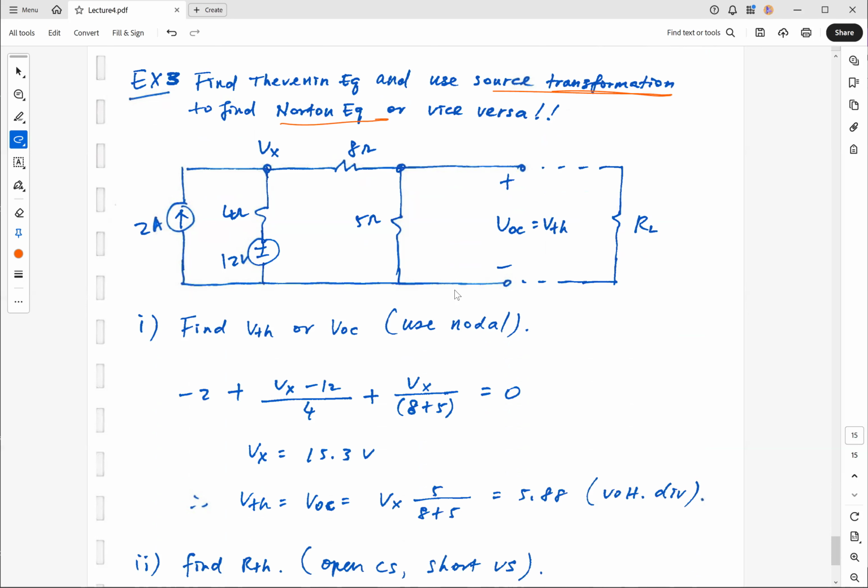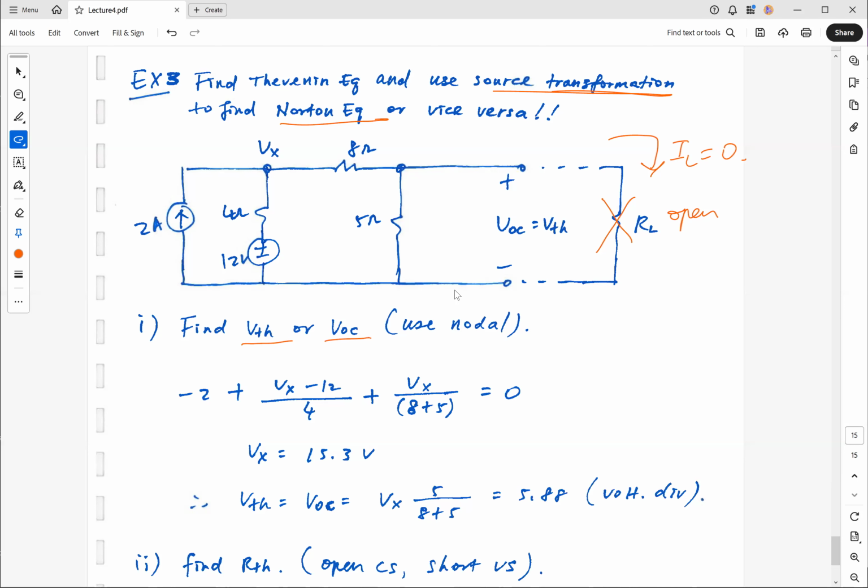I invite you to try this out on your own. To find Thevenin, we need to find VOC or VTH. To find VOC or VTH, we need to open circuit the load. So this is now open. Open the load, and then IL is equal to 0.